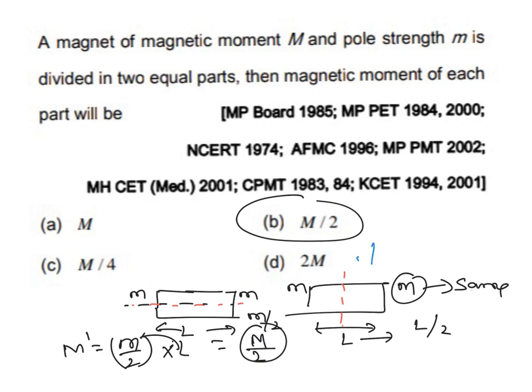If you use this case also, you'll get the same answer here, because the new magnetic moment M dash must be equal to pole strength into the distance, that is L by 2. M by 2, M into L is capital M, that is M by 2. So this is my same answer. Option B is the right answer for this question.